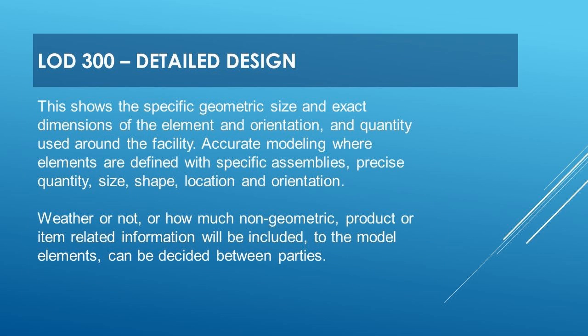LOD 300, Detailed Design. This shows the specific geometric size, exact dimensions of the element, location, orientation, and quantity used around the facility. Accurate modeling where elements are defined with specific assemblies, precise quantity, size, shape, location and orientation. Whether or not, or how much non-geometric, product or item related information will be included in the model elements can be decided between the parties. Here is an example of LOD 300.